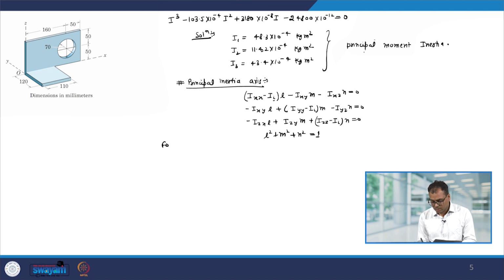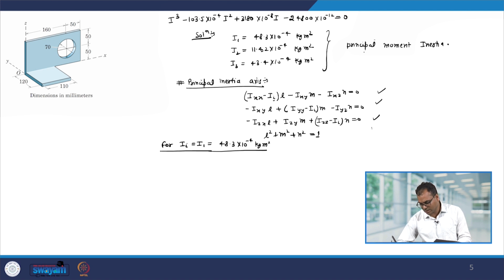Now, for Ii equal to I1, which is equal to 48.3 × 10^-4 kg m², I can solve these equations and I get L1 equal to 0.357, M1 equal to 0.410 and N1 equal to 0.839. So, you can check that L² + M² + N² will be equal to 1 here.